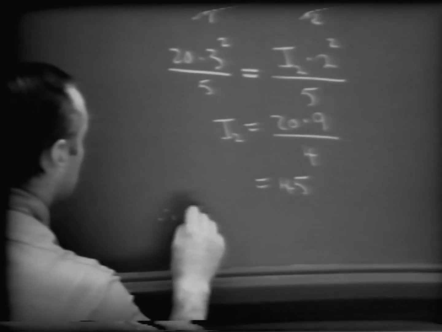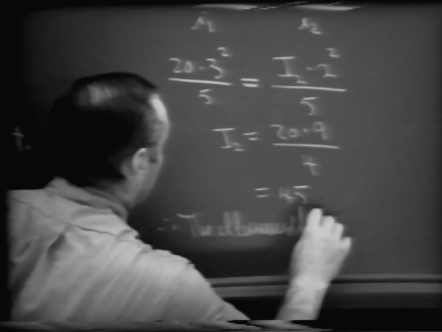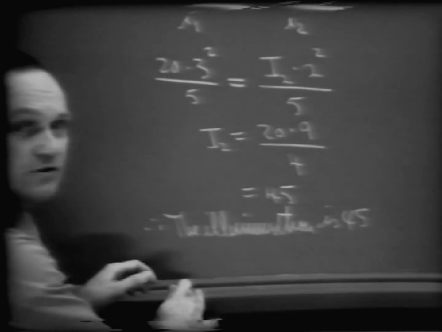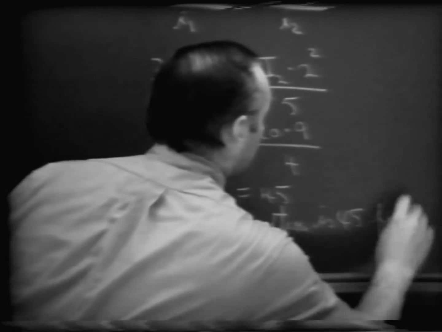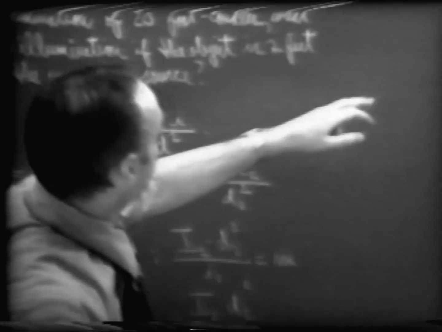Therefore, our conclusion is what? The illumination is 45. And what's our unit of measure there? 45-foot candles. Okay. 45-foot candles of illumination. Okay? Let's go on and look at a last example. I think that's all that we need to do for today.